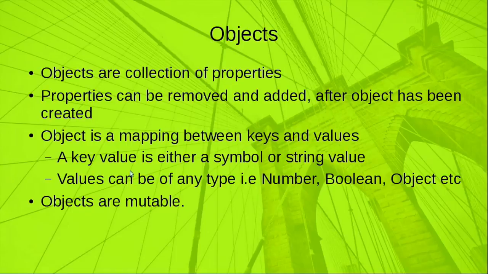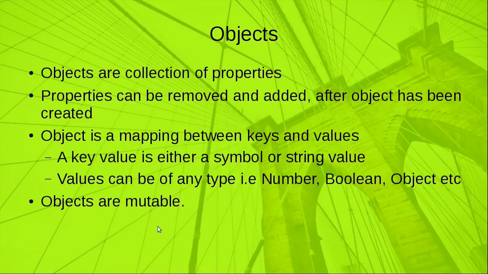So we will have a look at an example of defining an object itself. Values can be of any type. They can be of type number, Boolean, and they can be of type other object as well. Plus, objects are always mutable. It means that you can change the data and the state of any object at any point of time.